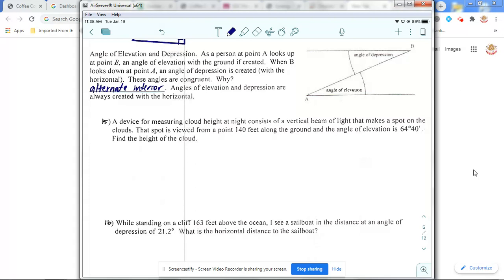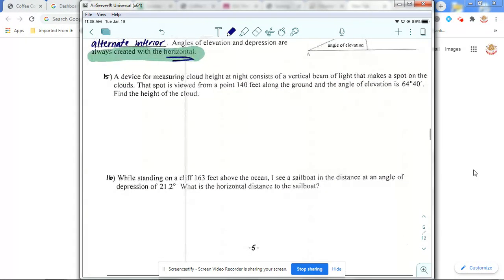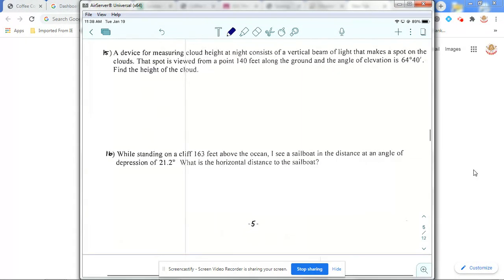One thing I want you to absolutely remember, underline it if you need to, is that angles of elevation and depression are always created with the horizontal. Never with a vertical line, always with a horizontal. All right, let's do a few of these. For 15, a device for measuring cloud height at night consists of a vertical beam of light that makes a spot on the clouds.